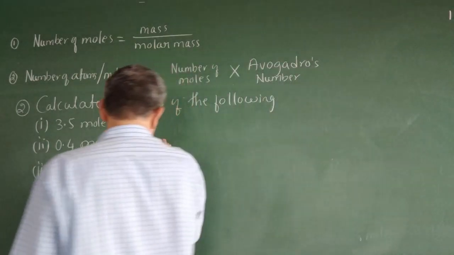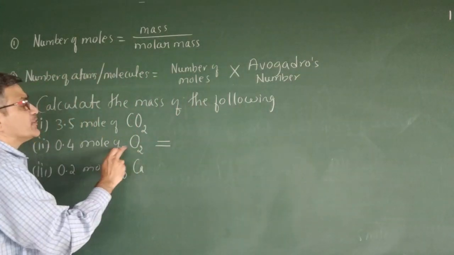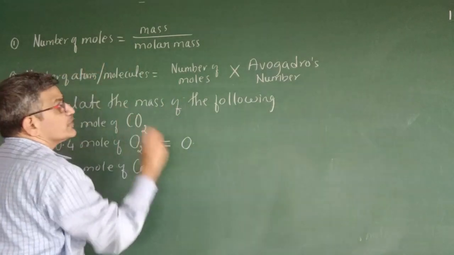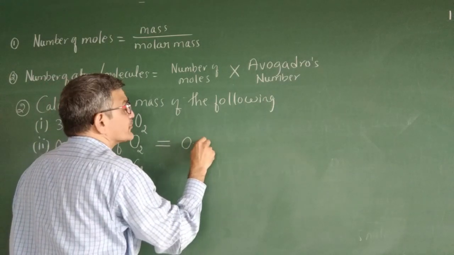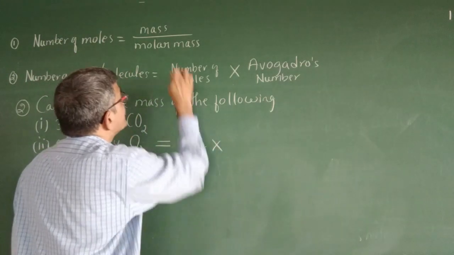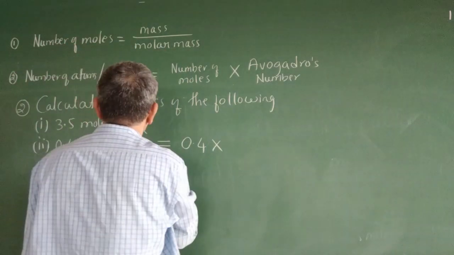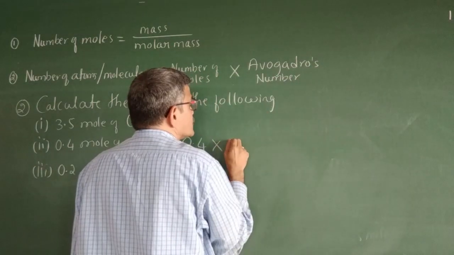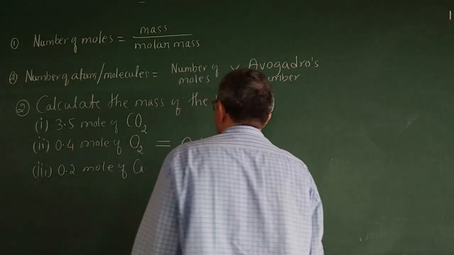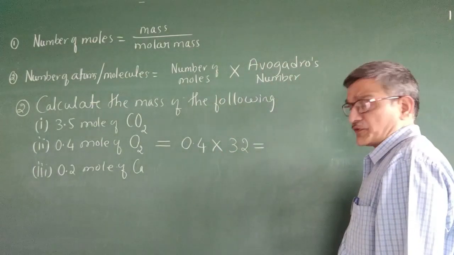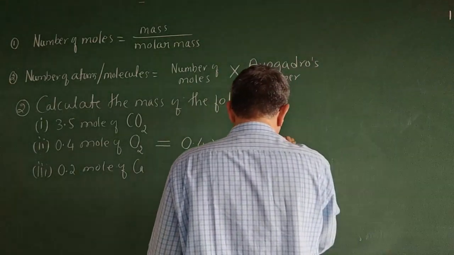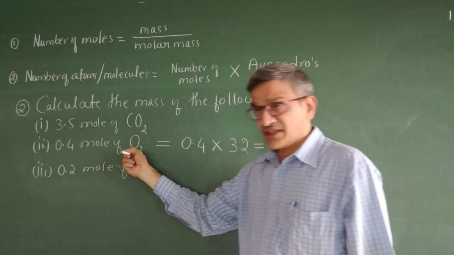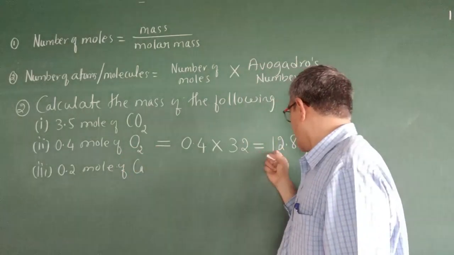Okay. So 0.4 mole of dioxygen equals how much? Put the formula: number of moles is 0.4, into the molar mass of dioxygen. There are 2 oxygen atoms, so 16 into 2 is 32. Okay, 32 into 0.4. So that's equal to 12.8 gram. So 0.4 mole of oxygen gas, the oxygen molecule, is nothing but 12.8 gram.